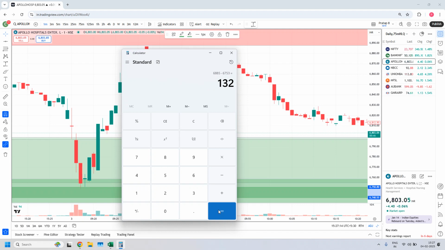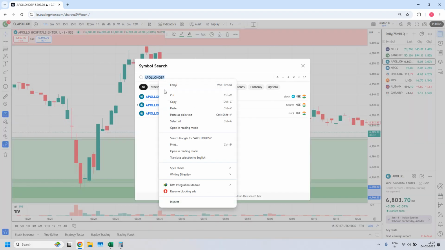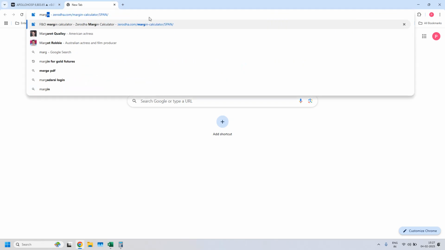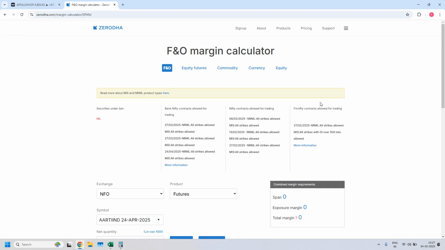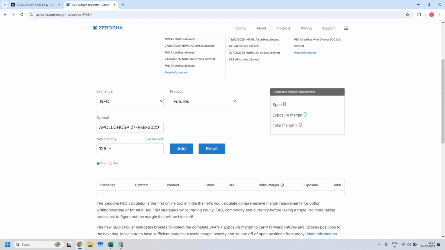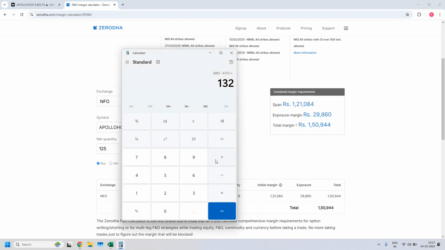Maybe if not this stock, some other stock you might have looked into. But today we got an opportunity to discuss this stock and we are discussing it. 132. And what is the lot size of Apollo Hospitals? Let us see, Zerodha margin calculator. We have February futures. You have 125. So 132 into 125, you would have got 16,500 rupees profit yesterday.